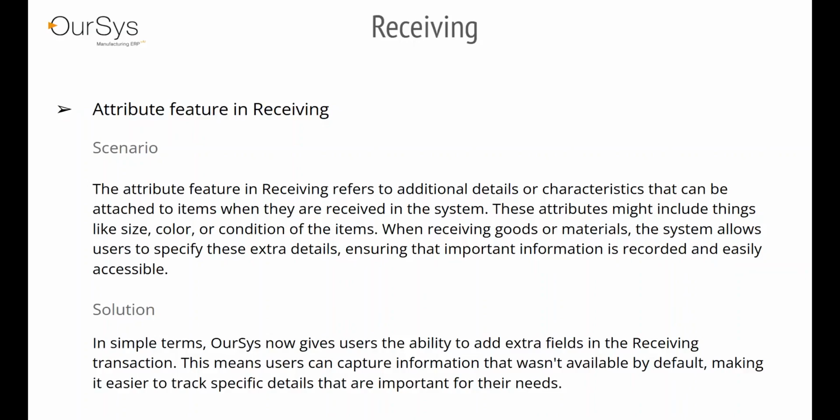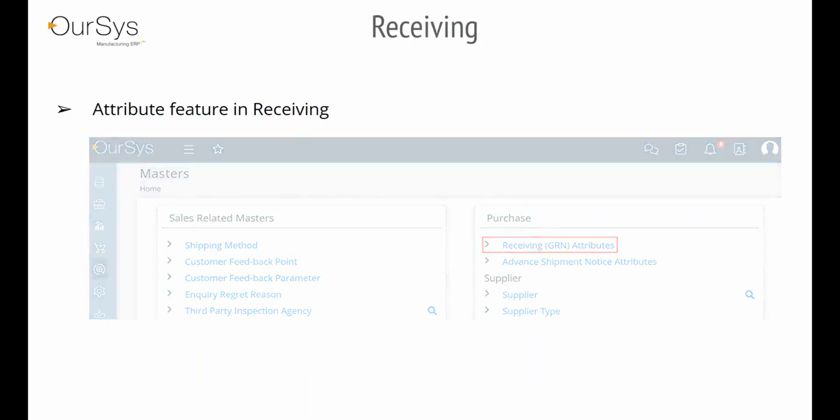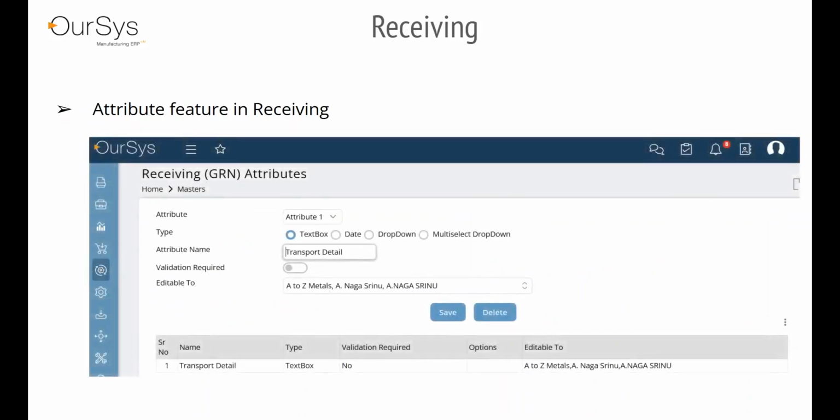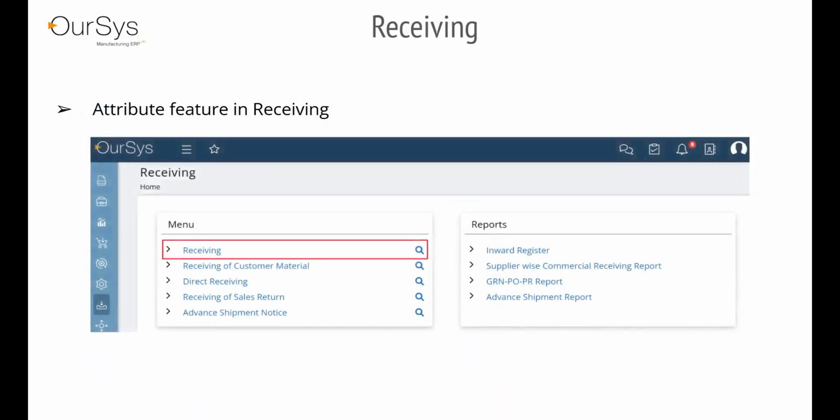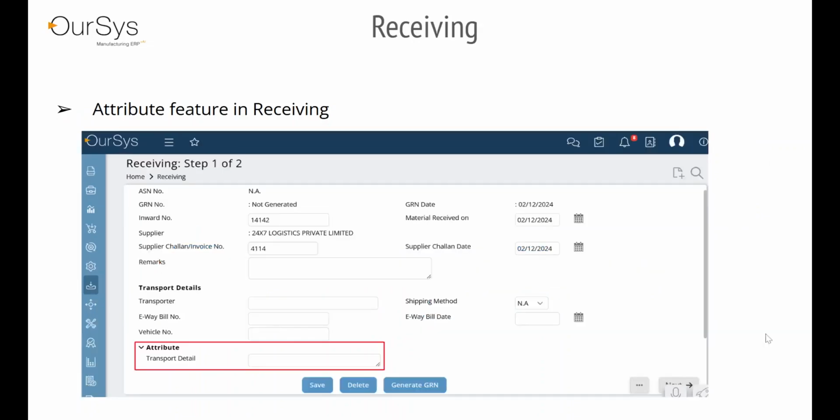Here you can see under the master we have a link called receiving GRN attribute, where you can create your own fields, and while making a GRN entry, the storekeeper can update that detail and keep a record of it. And of course, if you take any report from the GRN, the system will show that data in the report as well.